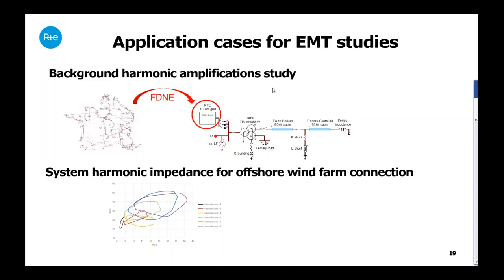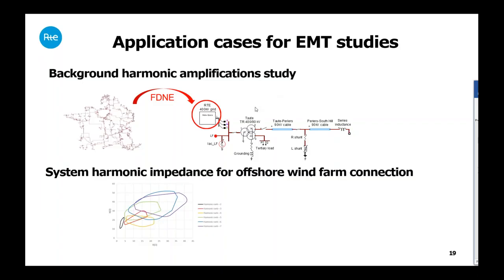so we imported the whole network, and then in EMTP, to shorten time domain simulations, we use a frequency dependent network equivalent, FDNE, on the network.